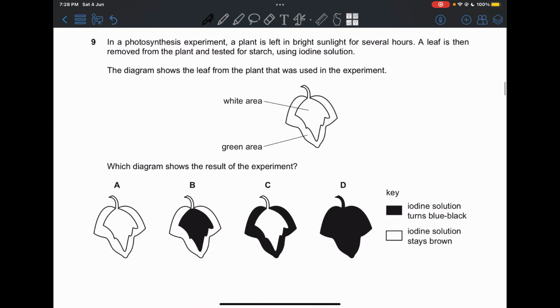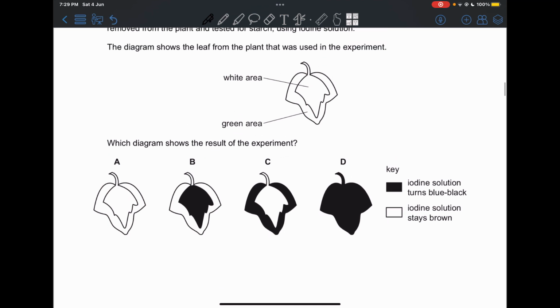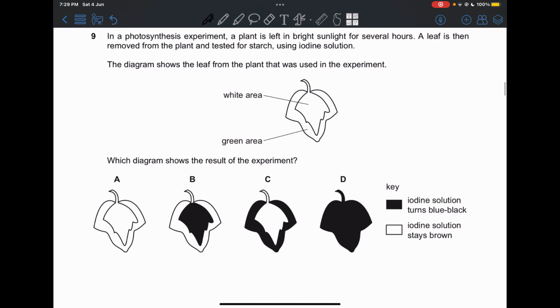Now 9, in a photosynthesis experiment, a plant is left in bright sunlight for several hours. A leaf is then removed from the plant and tested for starch using iodine solution, which I have explained in detail in the paper 6 designing an experiment video if you want to know more about it. The diagram shows the leaf from the plant that was used in the experiment. Which diagram shows the result of the experiment? Now we know over here that any green area would turn into blue-black and the white area would remain orange-brown.